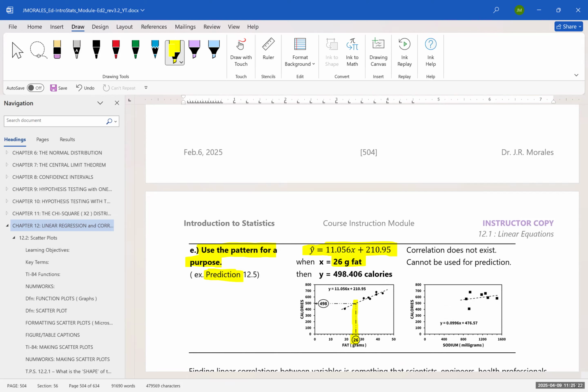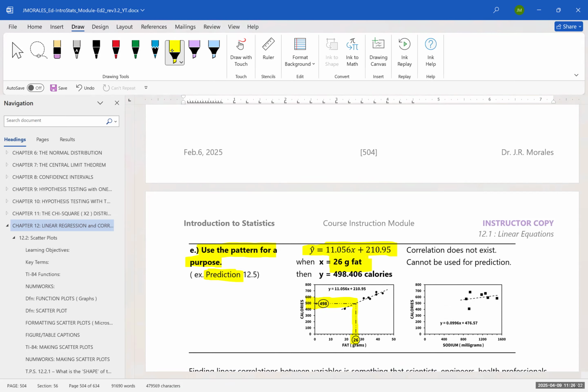Well, now that we have a line of regression that appears to fit, we can use it for a prediction. So if a future burger had 26 grams of fat, we would predict that it's going to have 498.406 calories, or close to 500 calories. And that's a real powerful thing to be able to say, that we didn't actually sample a burger that had 26 grams of fat, but based on our linear regression analysis, we could say that it's likely to have 500 calories. And that's important.